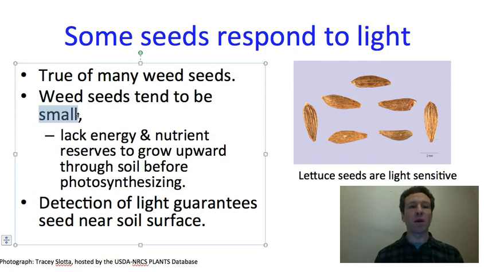The problem with being a small seed is that a small seed can't store a lot of carbohydrates or oils, and so it doesn't have a lot of energy reserves. It also doesn't have a lot of protein or other nutrient reserves, and so the seed is not going to be able to grow very far before it needs to start photosynthesizing. And if it doesn't get to a point where it can photosynthesize quickly, it will die. So these seeds are sensitive to light because light is an indication that they are very near the soil surface. That means that if it does germinate, then the seedling will not have to grow very far before photosynthesis can start.